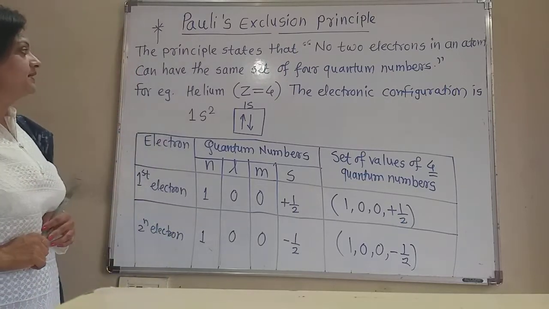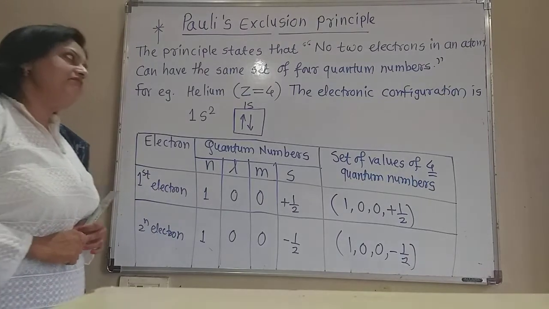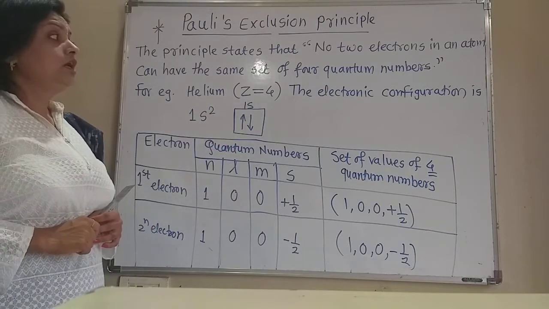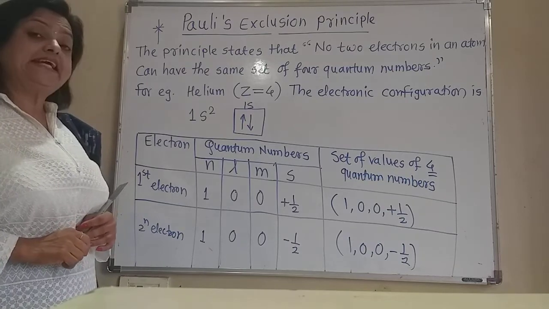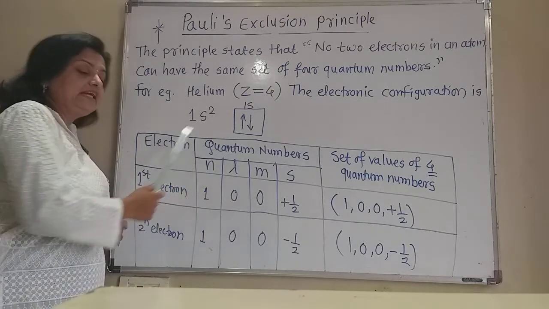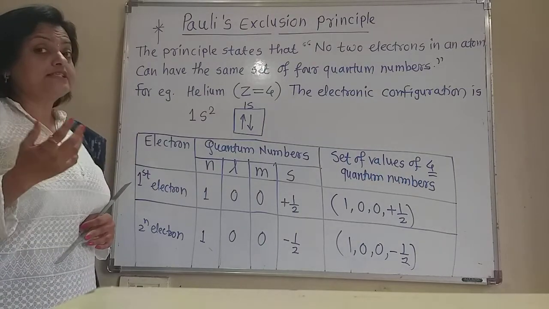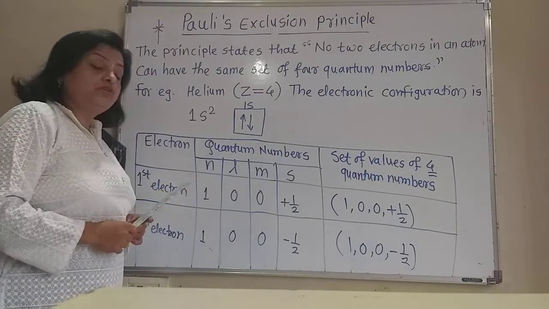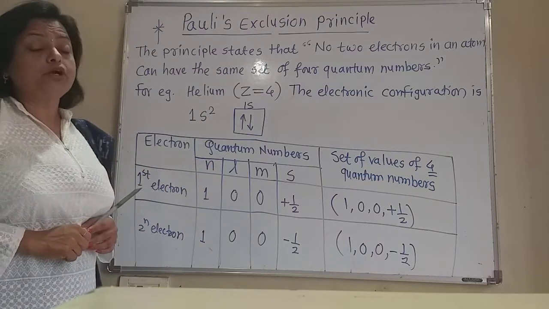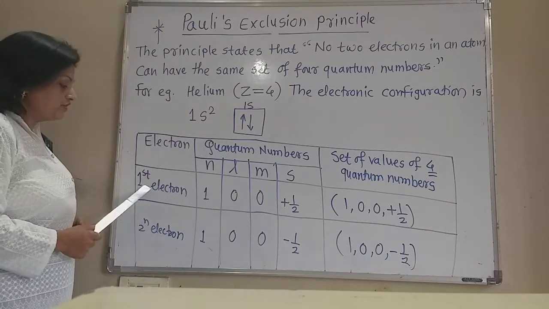Now for example, see helium. We know helium is the first inert gas, having atomic number Z equal to 2. That means there are 2 electrons. The electronic configuration of helium is 1s2. The 1s orbital is completely filled by these 2 electrons. And we know that in the orbital, the electrons are filled with opposite spin. One is clockwise, another is anti-clockwise. Now all the 4 quantum number values of these 2 electrons are given here. Now see the first electron.